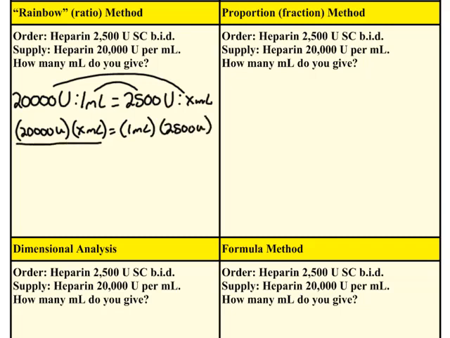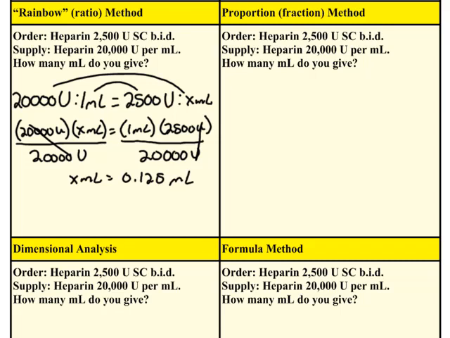To isolate our x, we will divide both sides by the 20,000 units. In doing so, we discover that x milliliters is equal to 0.125 milliliters. Now, as this is a heparin dosage, we know we need to round to the hundredths place. The 2 is in the hundredths place, and the 5 tells us to round up. Therefore, we will administer 0.13 milliliters.